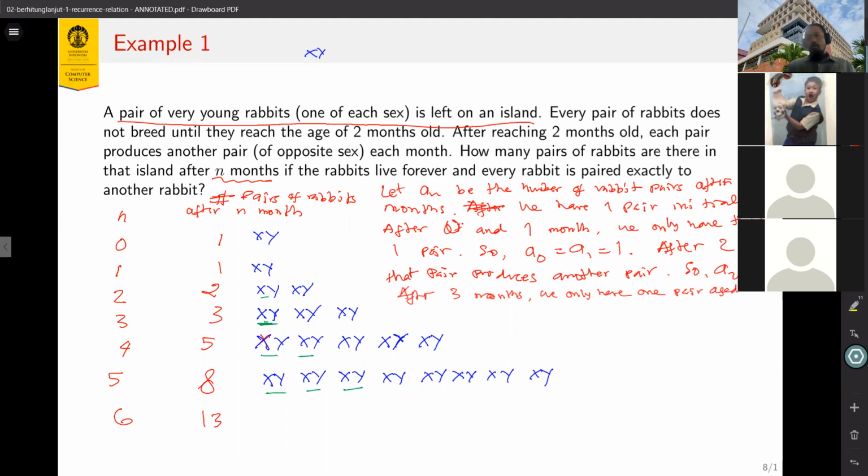Age at least 2 months old. The other pair is still too young. So therefore, A3 is actually the previous 2 pairs, which are still there because they live forever, plus another new pair, right? So it means 3.